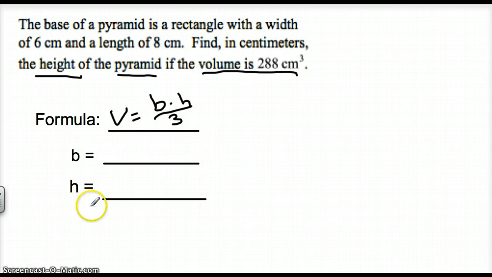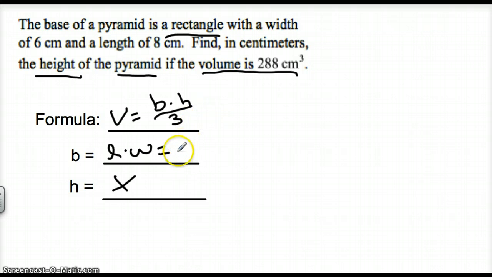Well, as you know, now we got to find what the base and height are. The height's the easy one, but it's actually not given to us. That's what we're looking for. So we're just going to call that x for this problem, since we don't know what it is. Now, the base is always the area of the base. That's what we're trying to find. And if you read this, it says the base of a pyramid is a rectangle. So we're really looking for the area of a rectangle, which is just length times width. That's what's going to give us the area of the base.